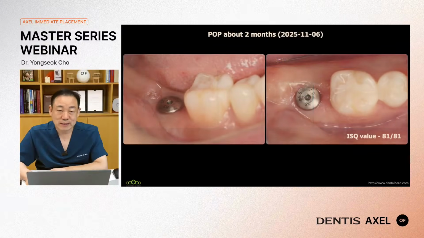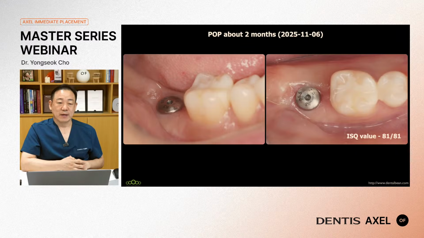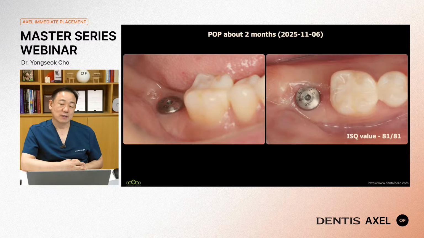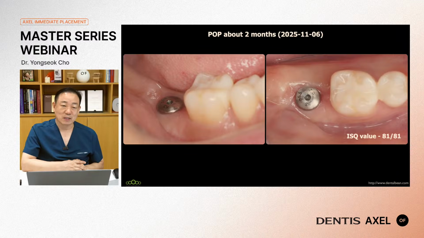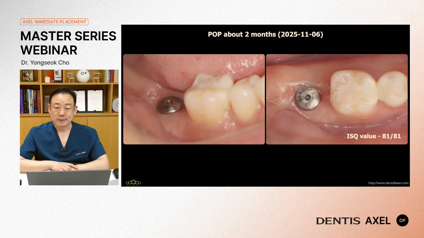And 2 months later, we can see nice buccal tissue volume and quality of tissue. Look at the sufficient attached gingiva on the buccal side. Because of the apically positioned suture, it increased the buccal tissue volume and keratinized tissue. At that time, the ISQ value measured 81.